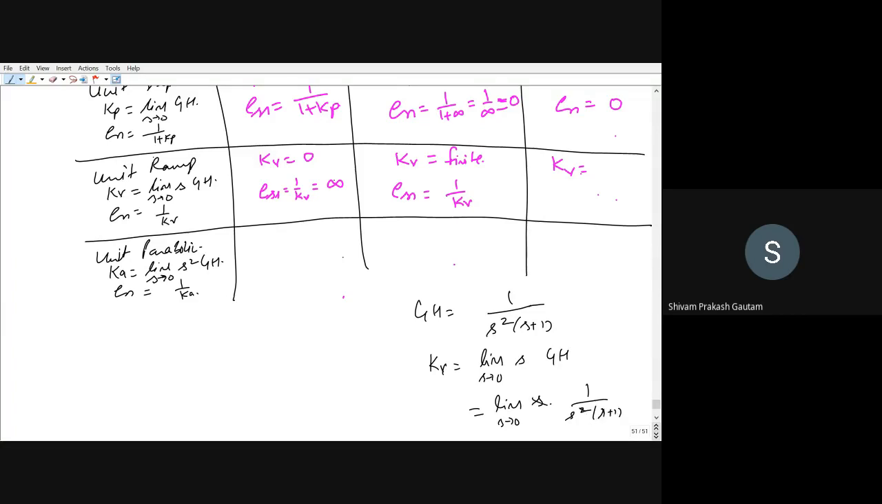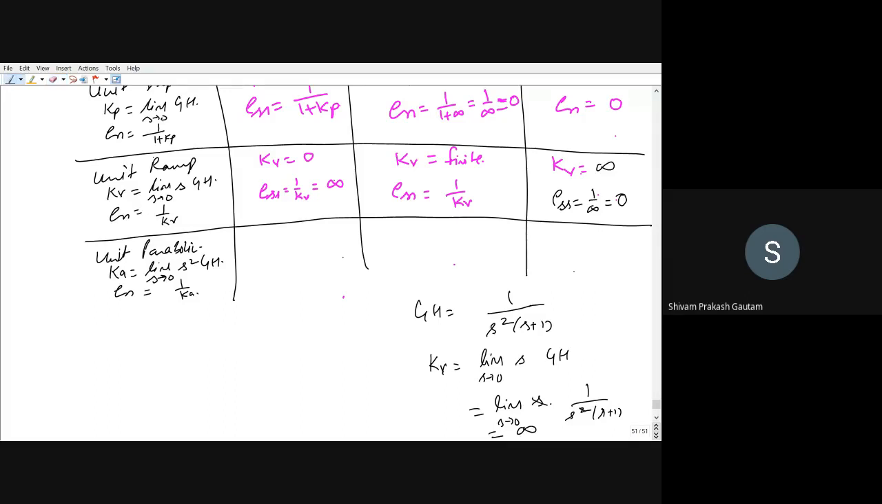If you put the limit, what will you get? 1 by 0. 1 by 0 is what? Infinite. KV is equal to infinite. So if KV is equal to infinite, steady state error will be how much? That is 1 upon KV, that is 1 upon infinite. It will be equal to 0. Right?